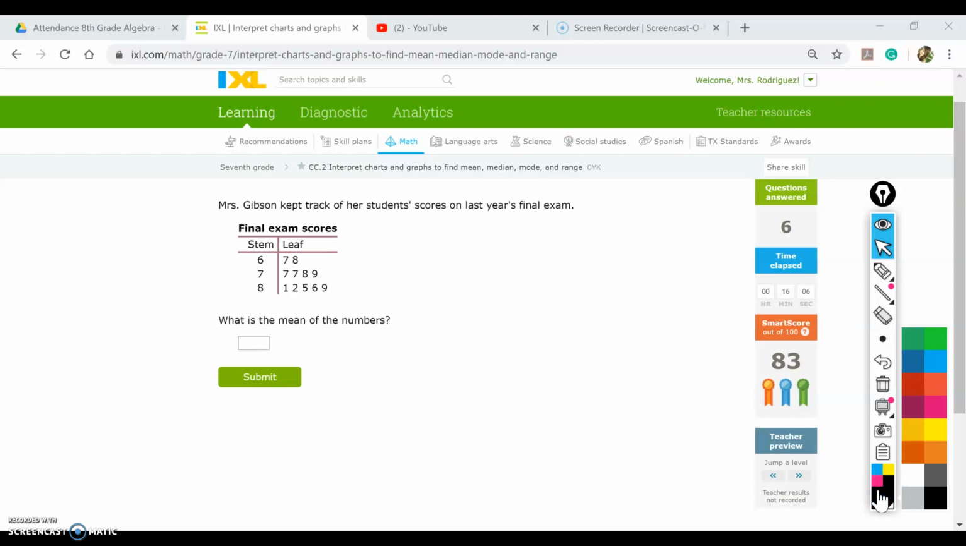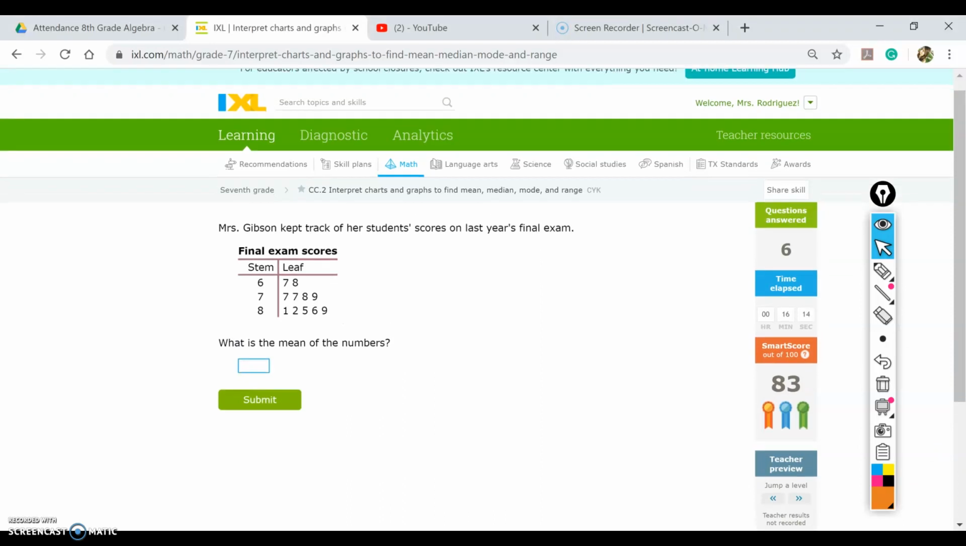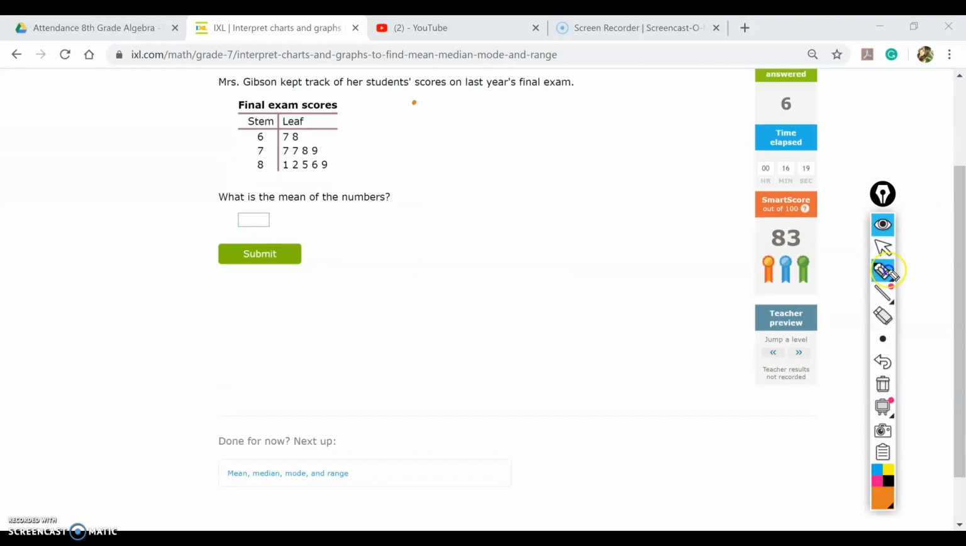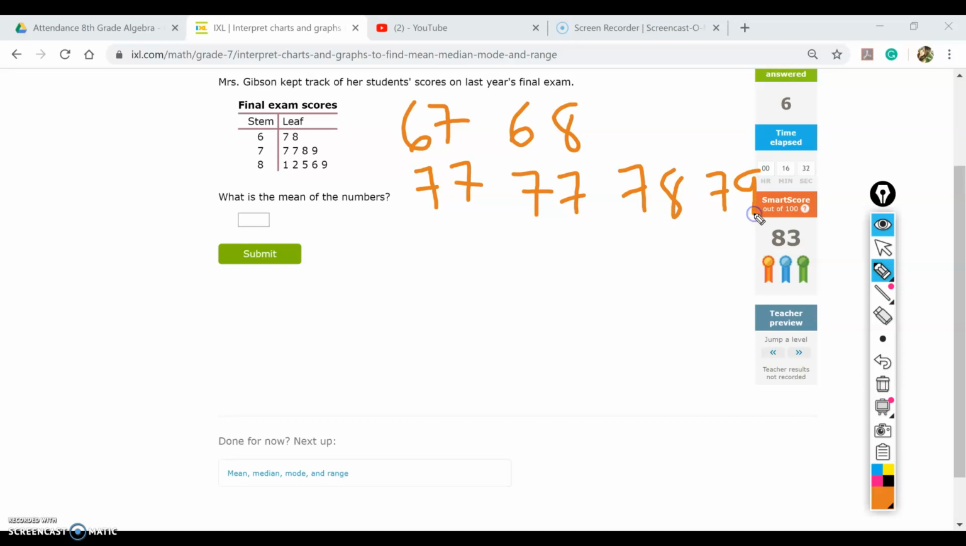Now, whenever we do a question like this, we need to remember that the stem would be the tens of the number. I'm sorry, the hundreds of the number. So it would be 60. The first number I have, let me just go up. There you go. It would be 67. And then I have 68. That would be for the 60s. Then for the 70s, I have 77, 77 twice, 78, and 79. And then for the next row, I have 81, 82, 85, 86. Let me put commas so you don't get confused.